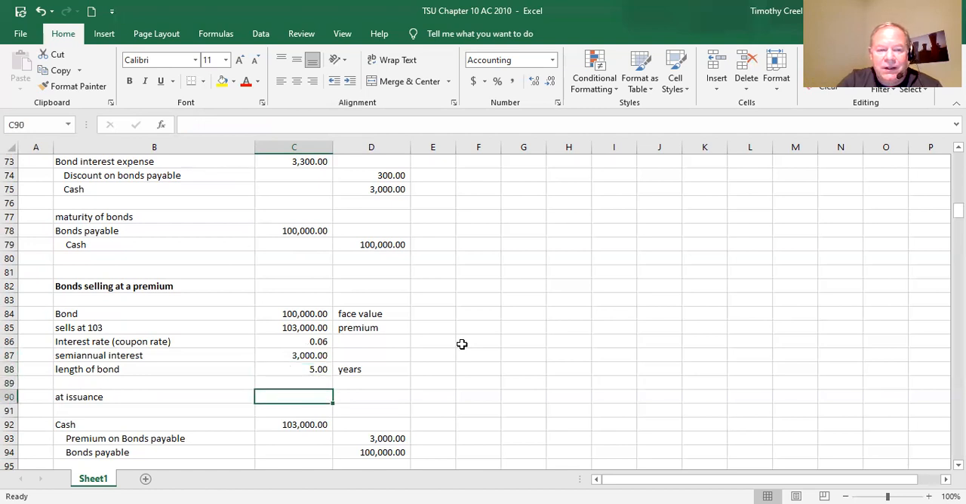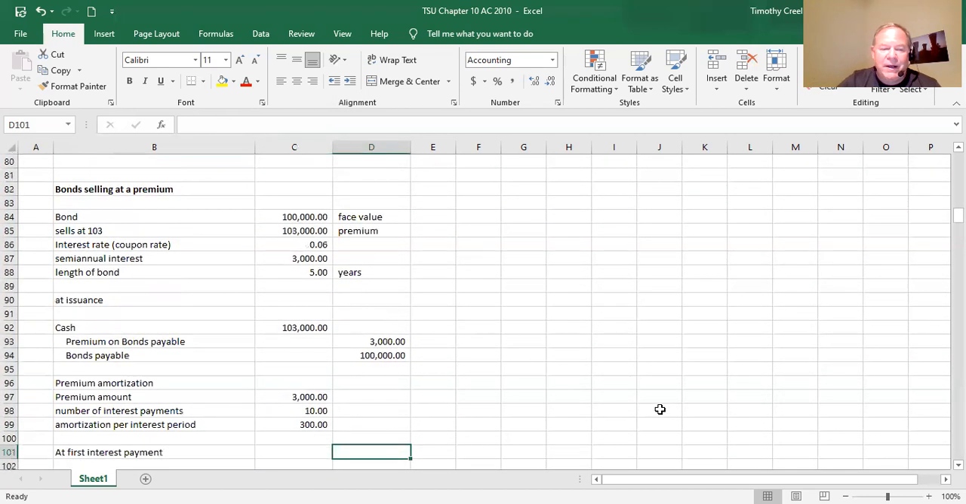So what that would mean is our journal entry at issuance would be that we would debit cash for the amount of cash that we're receiving, which is 103,000. We would credit bonds payable for the face value of the bonds. We always do these two parts of this journal entry. And the difference in this case would be a credit to the premium on bonds payable account because we received $3,000 more than the face value of the bonds. These bonds were issued at a premium.